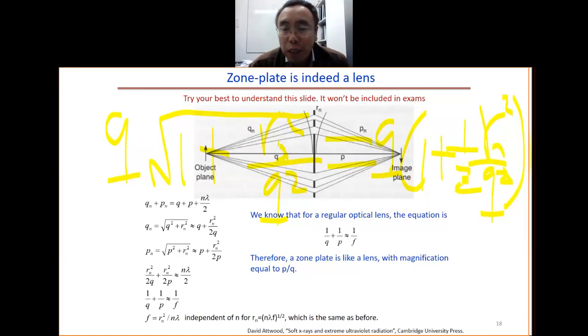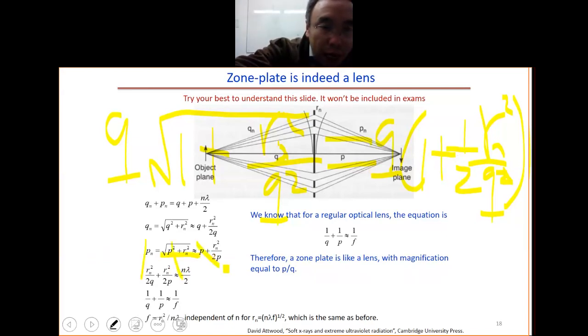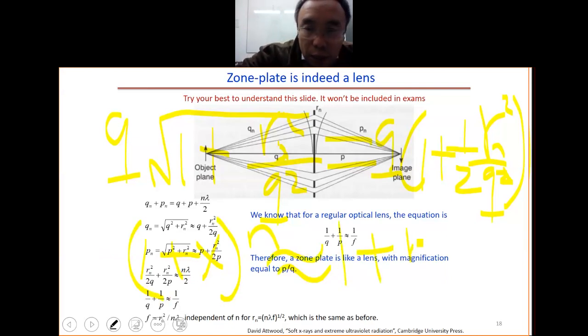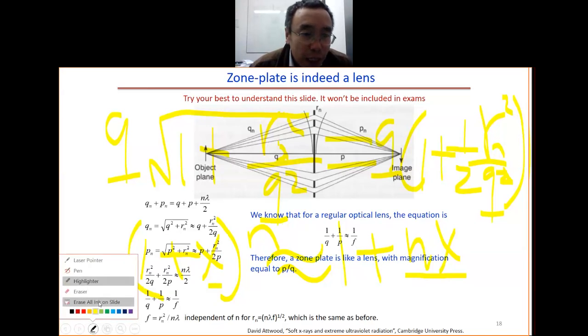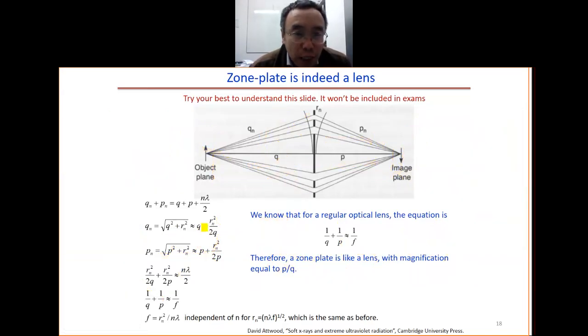So where does this factor of 2 come from? This is because of the approximation we have learned: 1 plus x to the power n is approximately 1 plus nx. We have seen this very useful approximation. It is valid if x is very small and nx is also very small. In this case we have a square root, so n equals 1 over 2. That's why we have this. So now we get Qn equal to this one, and for Pn we do the same, so Pn equals this one.